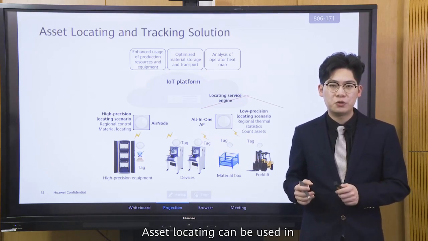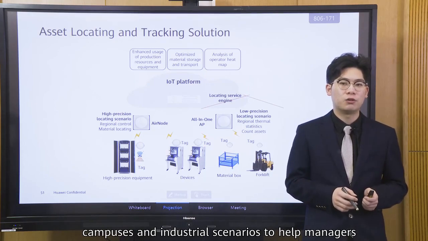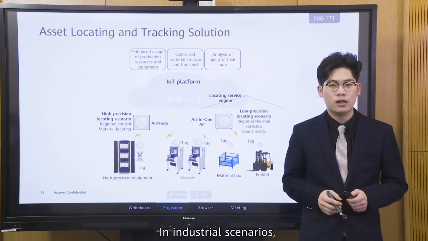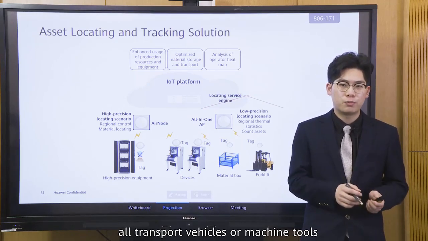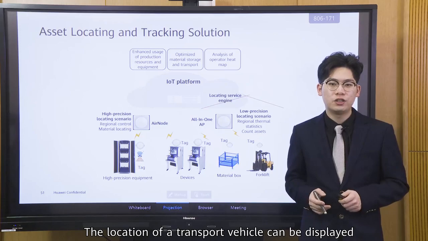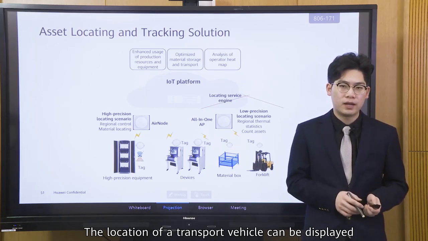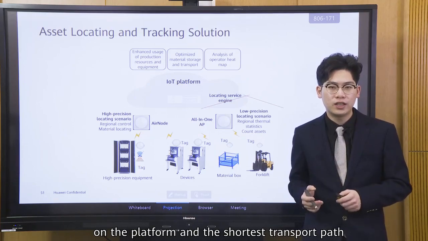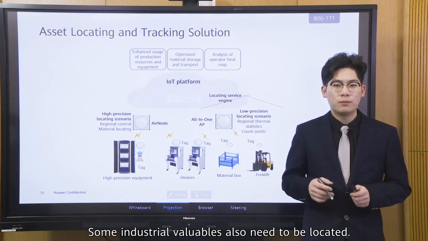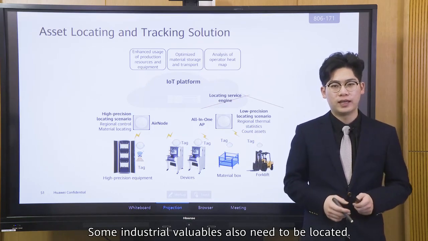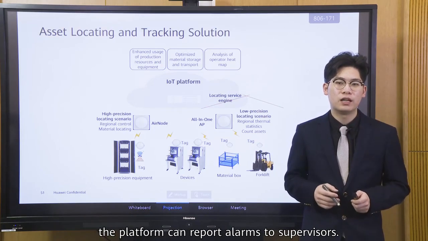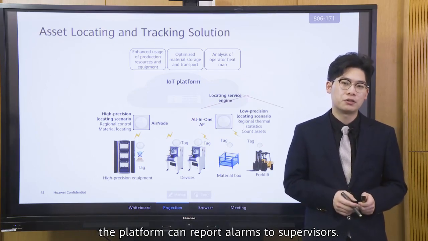Asset locating can be used in campuses and industrial scenarios to help managers locate the assets that need to be used. In industrial scenarios, all transport vehicles or machine tools can also be located. The location of a transport vehicle can be displayed on the platform, and the shortest transport path can be planned for the transport vehicle. Some industrial valuables also need to be located. When these valuables are taken out of center areas, the platform can report alarms to supervisors.